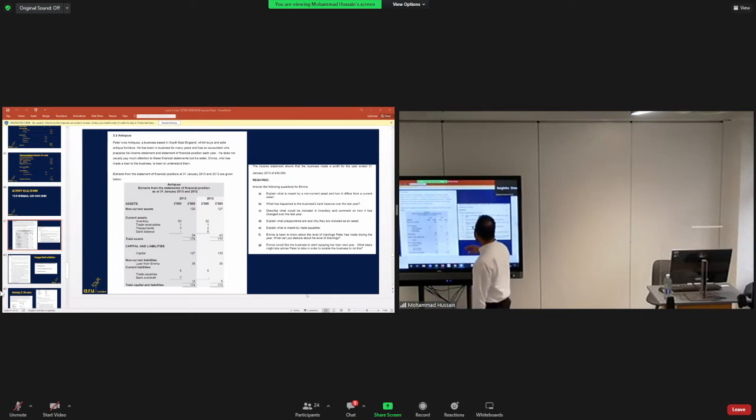2.1. Emma is keen to know about the level of drawings Peter has made during the year. What can you deduce from the level of drawings? Look at these drawings. What do you think the drawings are?